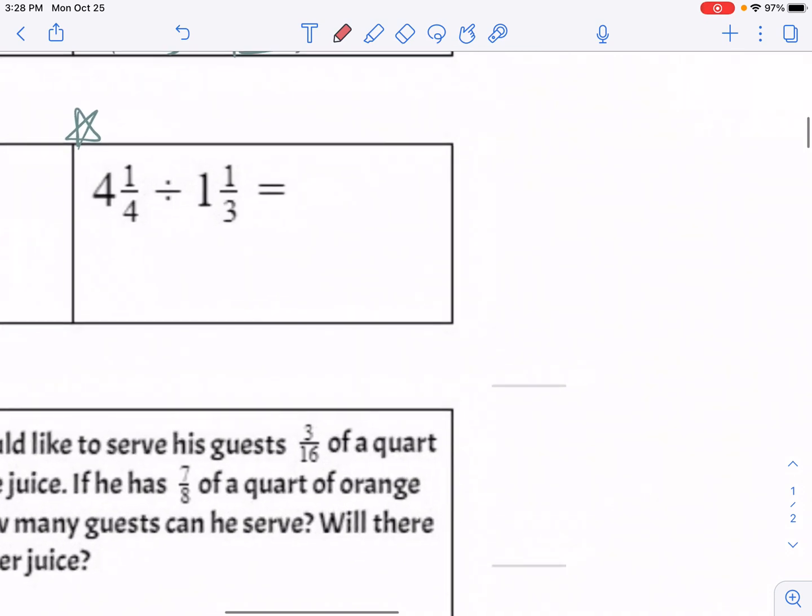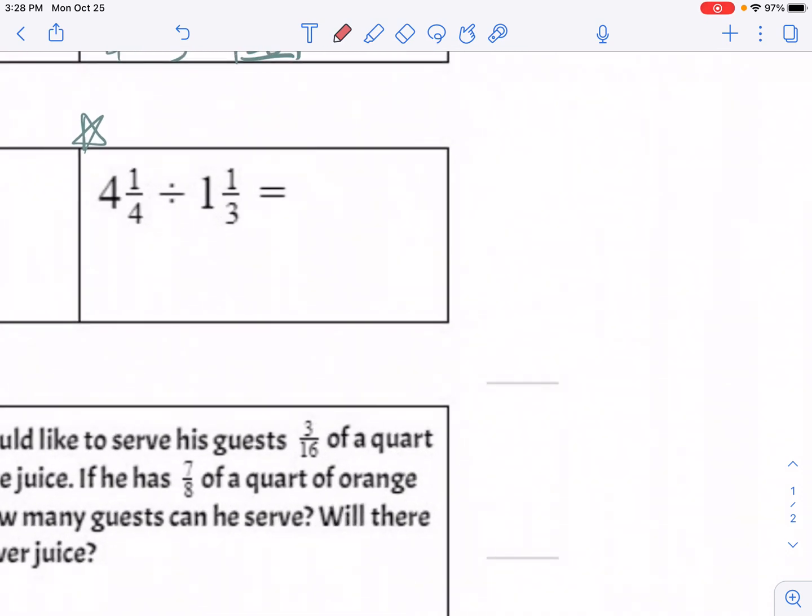15/16. All right, for the next one, like I said, it's a little bit more challenging. We had to turn these into improper fractions first, so it had an extra step. So 4 times 4 is 16, plus 1 is 17. Keep my 4 on the bottom. And then 3 times 1 is 3, plus 1 is 4.